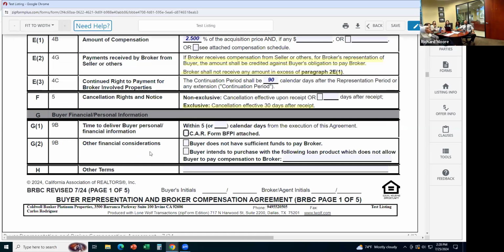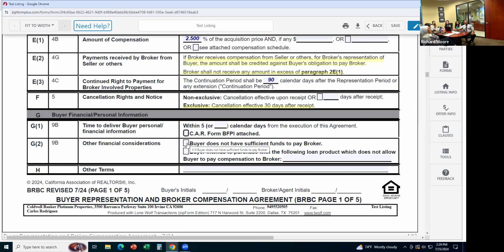So, G2, other financial considerations. Buyer does not have sufficient funds to pay broker. That's the one you want to check, Gina? But it's funny, because you're saying they're going to pay me 2%, but they don't have money to pay me. What do they have there? I don't know. That doesn't make sense, right? Is there some sort of buyer program or third party that will pay us? I wouldn't check that box.